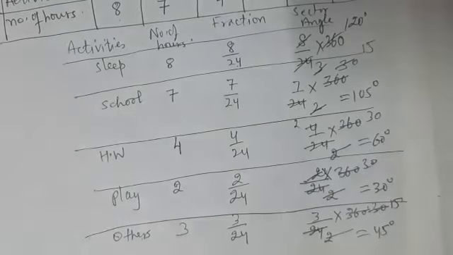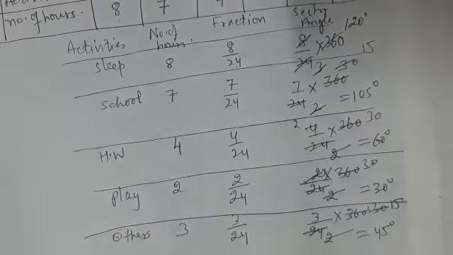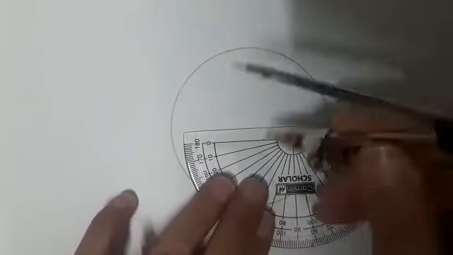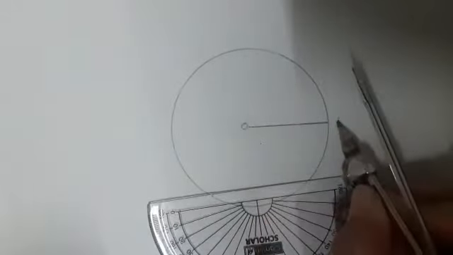Now we are going to make the pie chart. So let us see how to make the pie chart. First we are going to draw a circle. You can take any suitable radius and draw a circle. You know that pie chart is a circle graph. So now we have drawn the circle, and you can start with any radius. So here I am taking the radius. This is O, this is A.